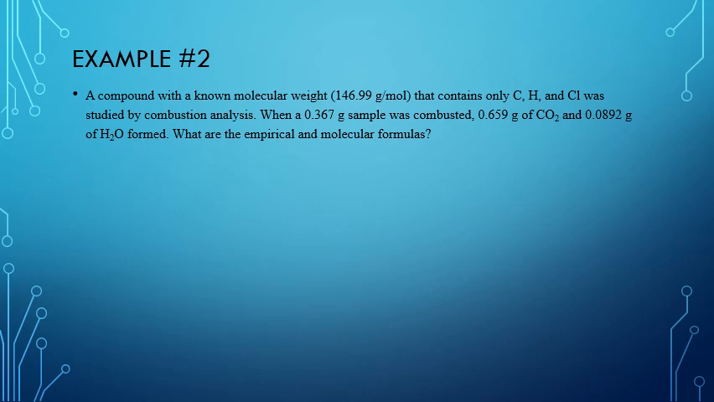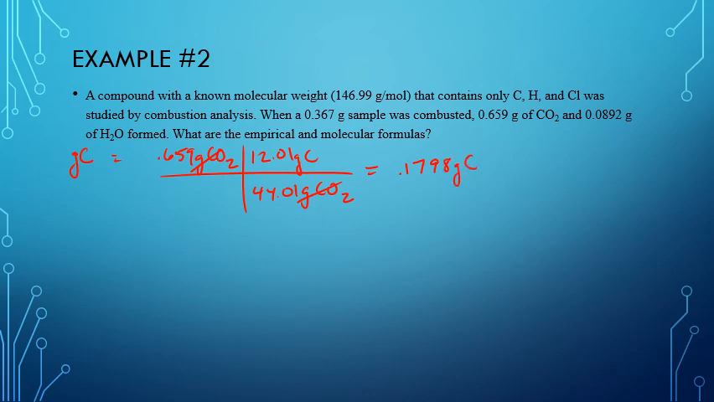So again, to start off this problem, because I have 3 elements present, I need to figure out the mass of carbon and hydrogen and then subtract it from the initial amount to get the mass of chlorine. So let's start with that. For our mass of carbon, we're going to take the 0.659 grams of CO2, and convert that into the grams of carbon by multiplying by 12.01 and dividing by 44.01 for our grams of CO2. And when we do that, we end up with 0.1798 grams of carbon.